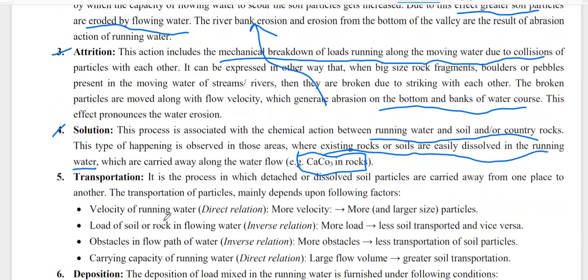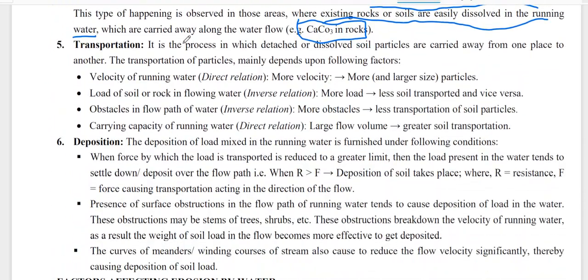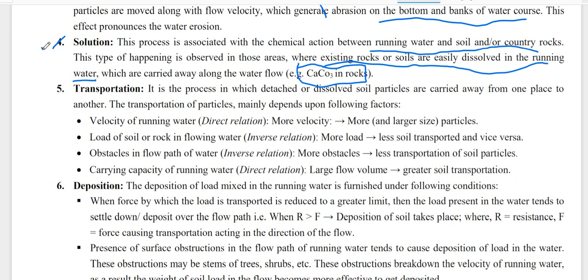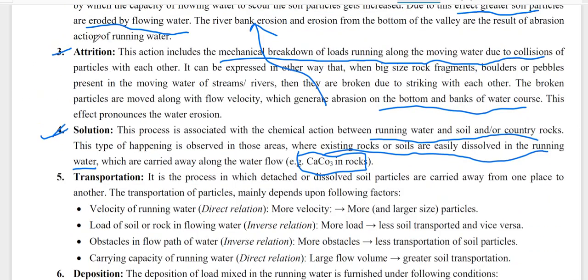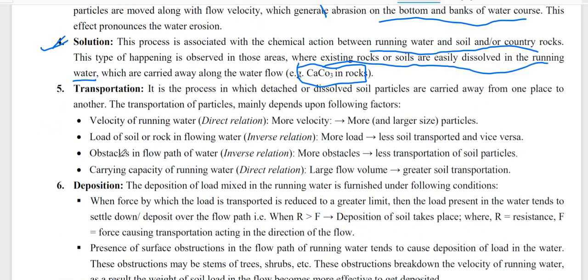Now we have seen the detachment process. Now what is the transportation process? It is the process in which the detached or dissolved soil particles are carried away from one place to another place. On what parameters will it depend? It will depend on the velocity of the running water. If running water has more velocity, then it will carry more particles.